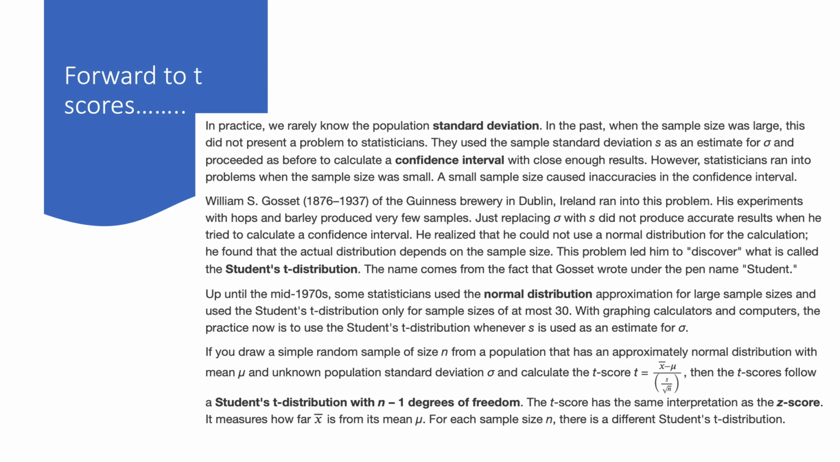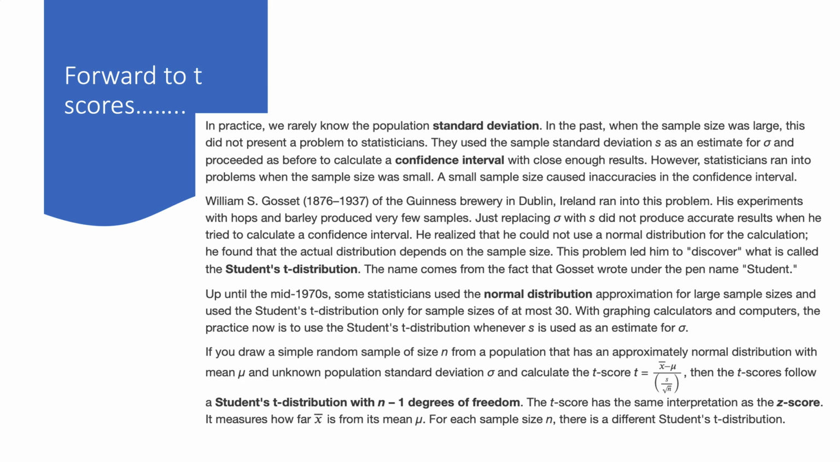Now, before you think student means students in classes, Gossett wrote under the pen name Student, okay? So up until the mid-70s, some statisticians used the normal distribution approximation for large sample sizes and T distributions only for sample sizes of at most 30. With graphing calculators and computers, the practice now is to use the T distributions whenever you're going to use S, which is n minus 1, as an estimate for the standard deviation.